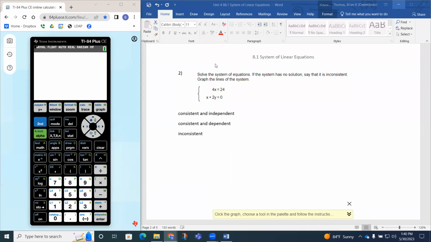So question 2, we have to solve the system of equations. If the system has no solution, say that it's inconsistent. Graph the lines of the system.